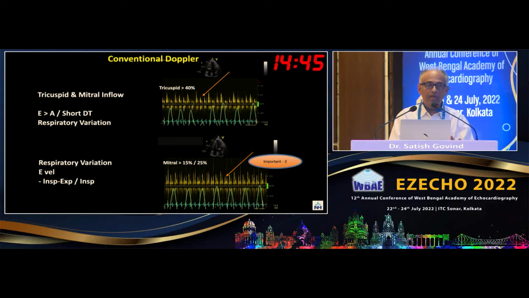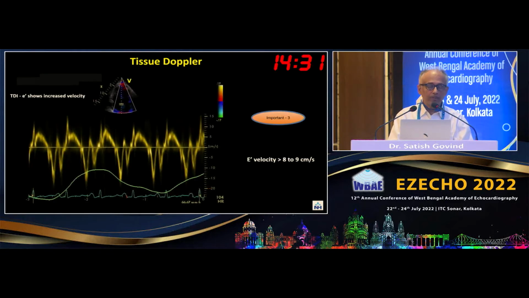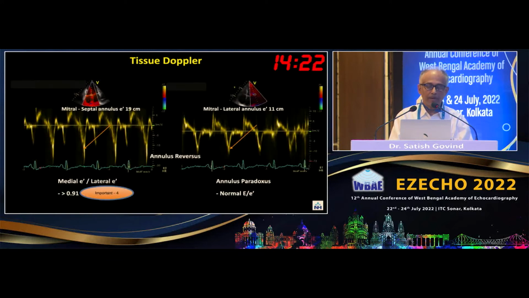This again is a very important point here, and the data shows that if the mitral respiratory variation is more than 15%, it is quite accurate in terms of coming to a conclusion. Then looking at tissue Doppler, this is another important parameter. Any E prime velocity, typically it is going to be more than 8 to 9 centimeters. So this again is another important parameter.